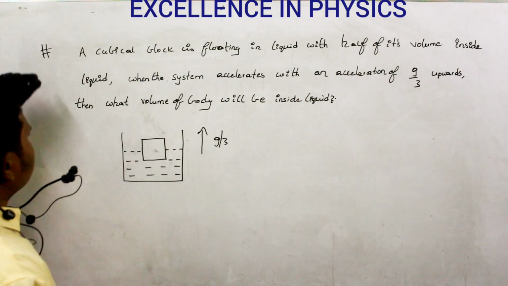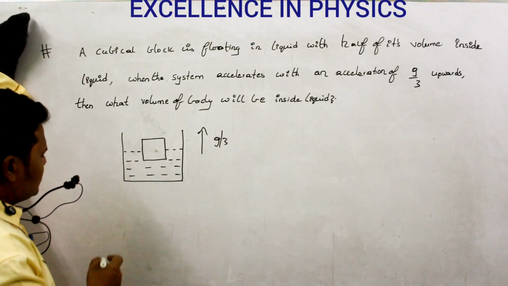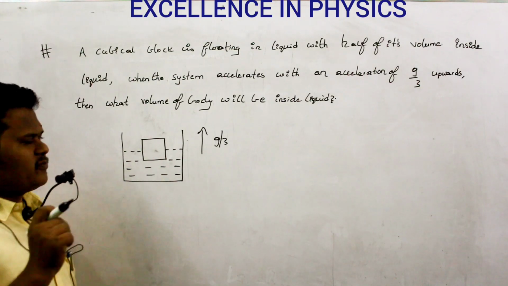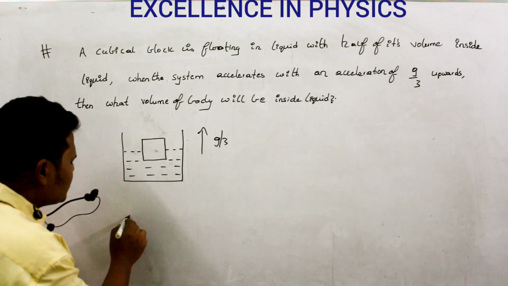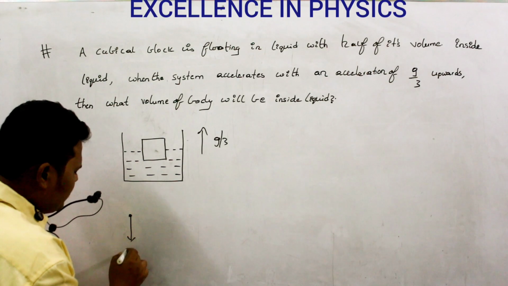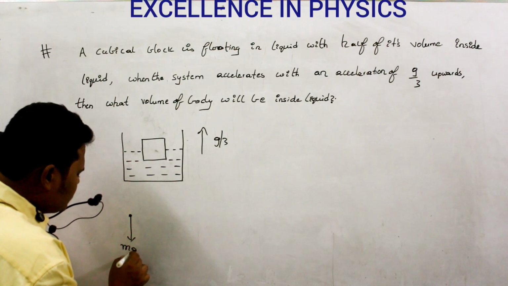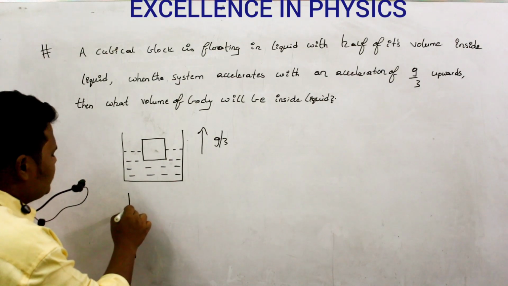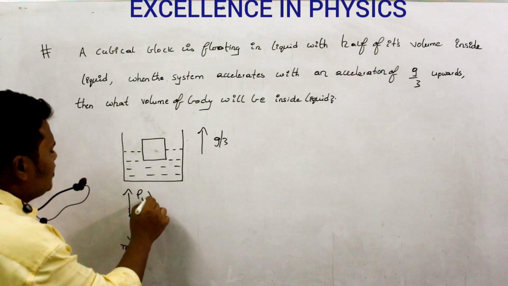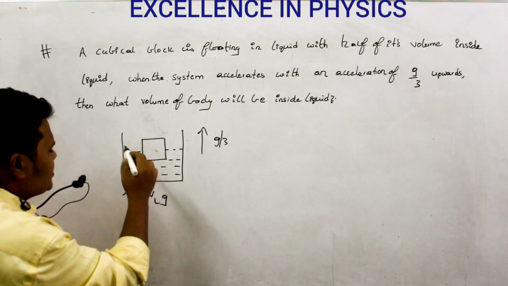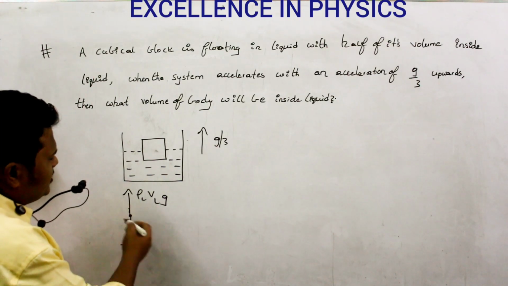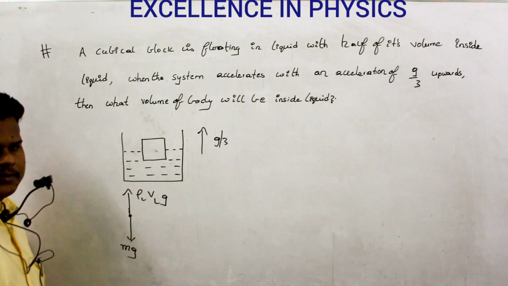So how can we do this problem? Let us see. So for a body to float, what are the conditions? For a body to float, these are the conditions. Weight mg is always acting towards the center of earth, and force of buoyancy rho L VL G is acting in upward direction. So when these two forces are equal, then in this condition the body will float here.